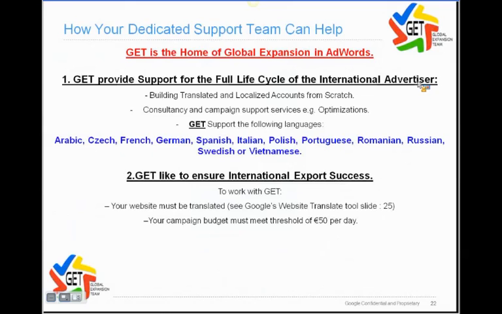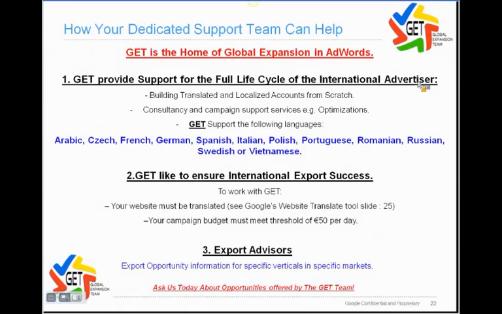Your dedicated AdWords team are also able to provide deep dives into markets that you would like to know more about. Through our export advisors here in Google, we can provide you with export opportunity information for specific verticals in specific markets. Sarah will now tell us about how you can do it yourself.